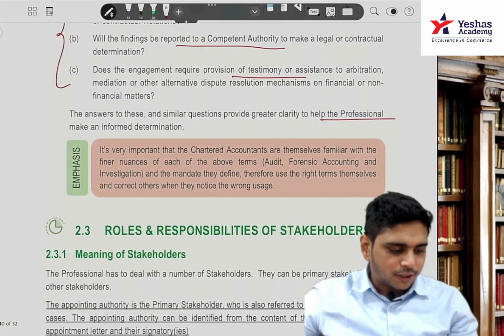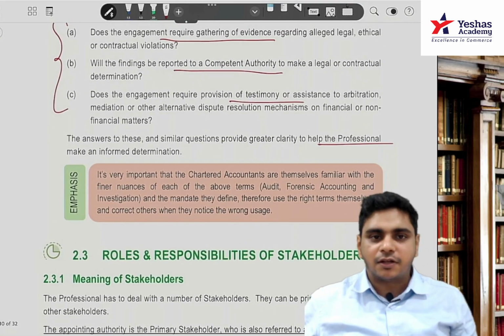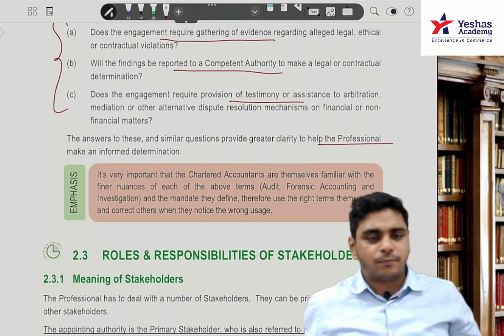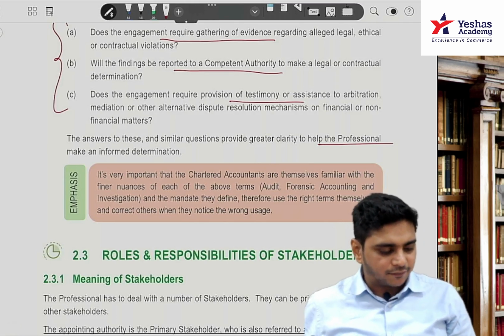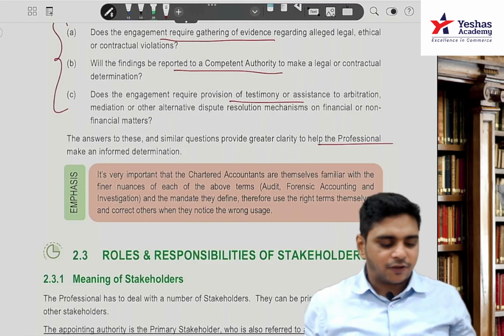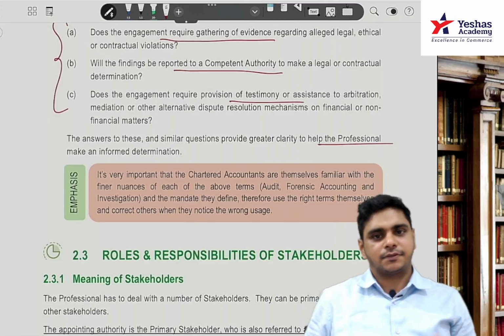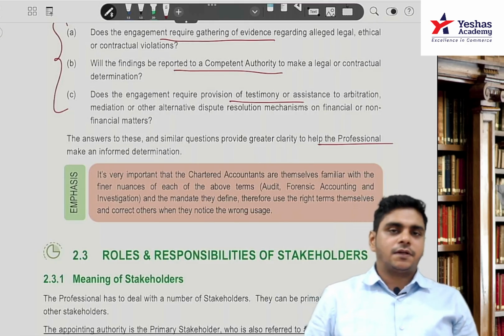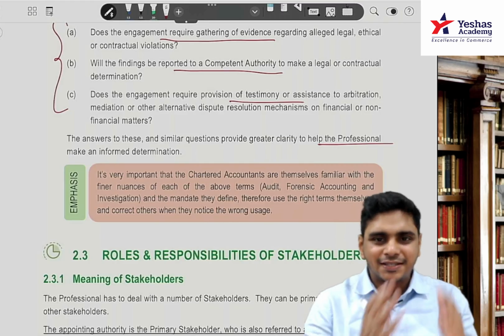It is very important that the CEs are themselves familiar with the finer nuances of each of the above terms like audit, forensics and investigation, and the mandate they define, and therefore use the right terms at the right places. Understood? So, this is the difference between audit, forensics and investigation.